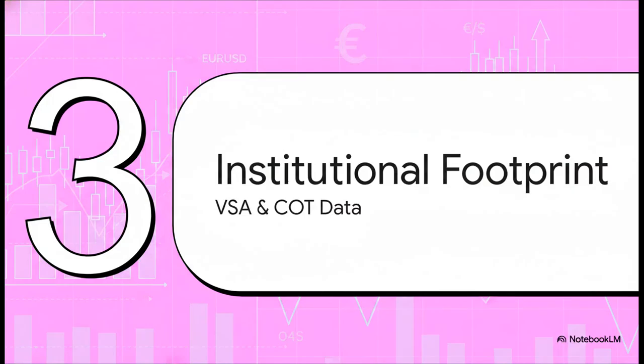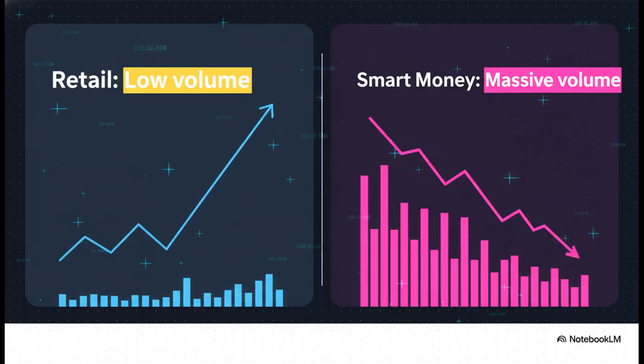Section 3, the institutional footprint. Structural geometry is great, but we absolutely need to validate it with volume and macro data. Okay, so here's where the volume divergence becomes glaringly obvious. From a retail perspective, there was virtually no demand, really low volume, during that rally back up toward the last point of supply, or LPS, at 1.18260. But look at the smart money perspective. They unleashed massive volume and heavy sell pressure on the downward moves right after that upthrust. Basically, smart money is aggressively selling into every retail rally attempt.